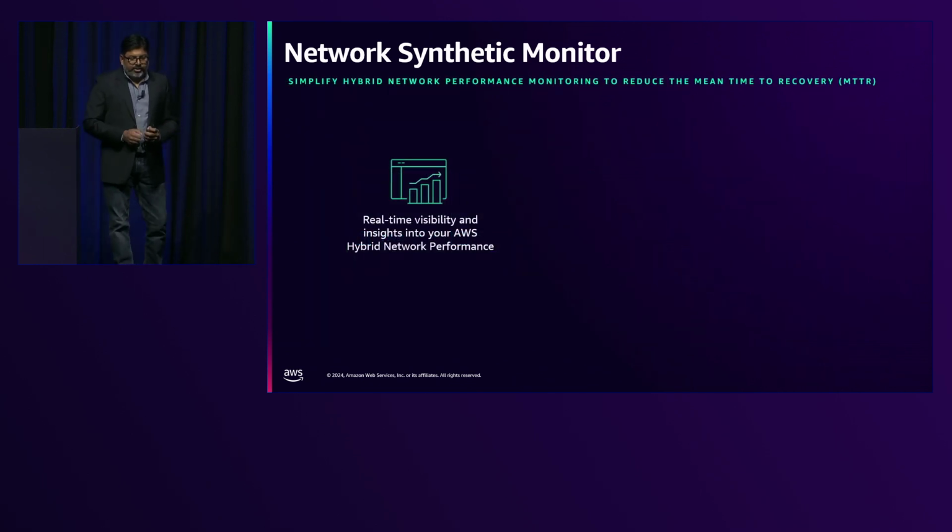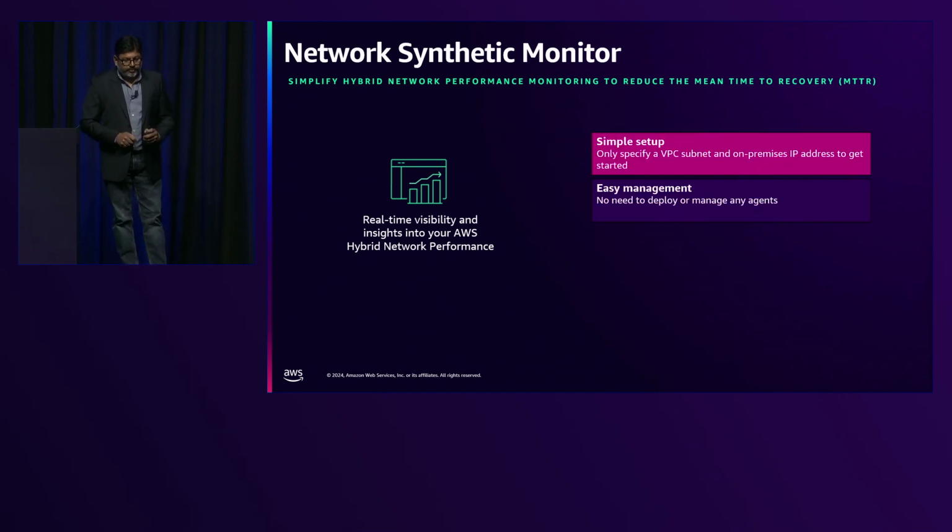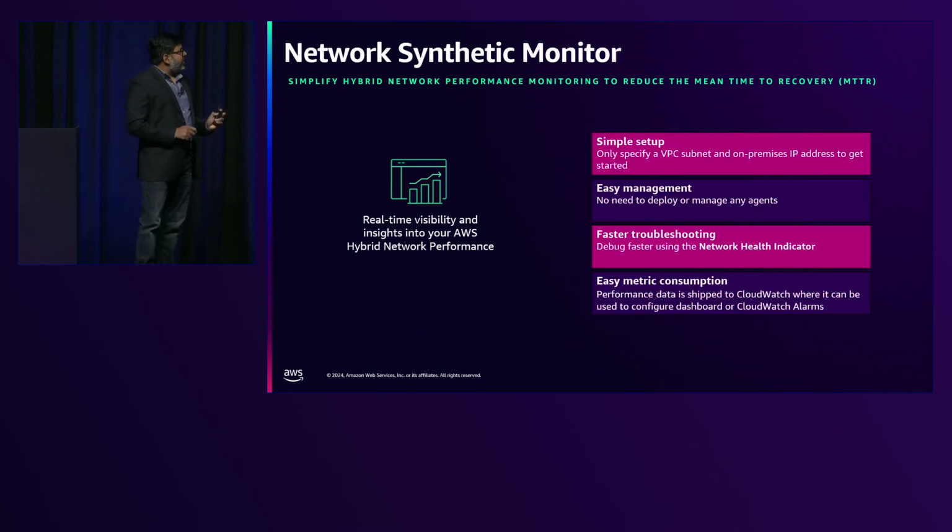So the synthetic monitor provides you visibility into the performance of the network connecting your AWS hosted applications to your on-prem destinations. It also allows you to identify the source of any network performance degradation within minutes. It is very straightforward to set up. You provide the subnet where your workload is running, then you provide the subnet or the destination where the workload is on-prem, and in just a few clicks it will be up and running.